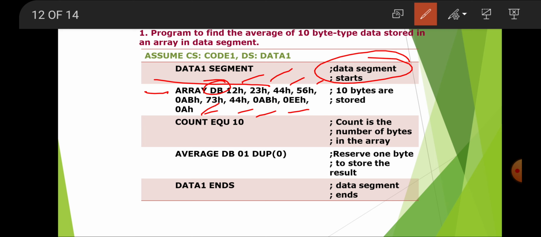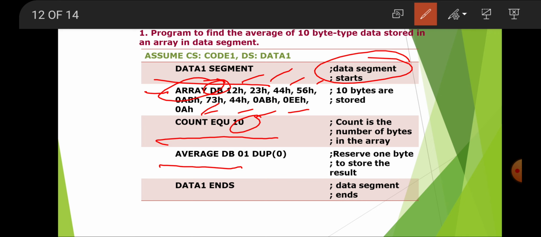Now we will use a count for the number of bytes in the array. How many numbers are in the array, we take in a count, that is a count equate. We take one count equal to 10. It is one variable that counts how many numbers are stored in the array. Now we will take the average.